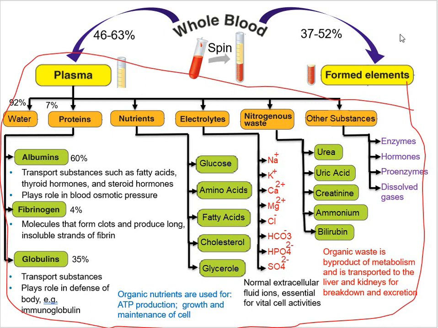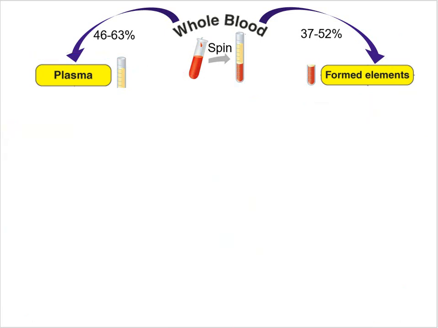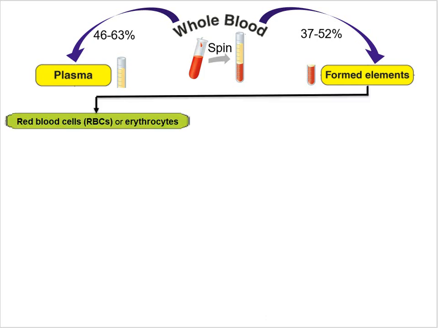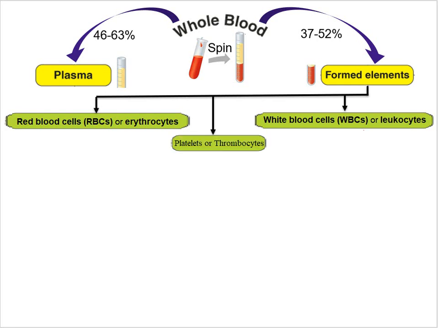Now we're going to switch to discuss the formed elements. What do you find in the formed elements? We're done with the plasma. Now we're going to look at the formed elements. Formed elements include red blood cells, also called erythrocytes, white blood cells, which are called leukocytes, and platelets, which are fragments of big cells called megakaryocytes. Those are thrombocytes. So what are red blood cells?